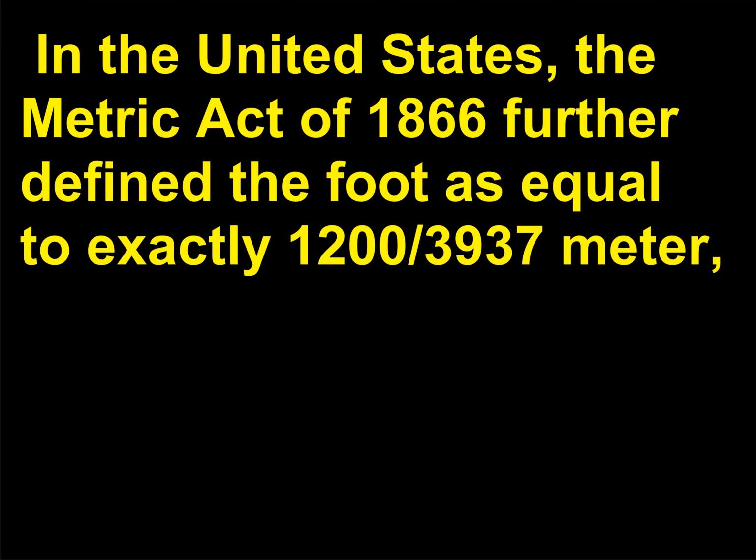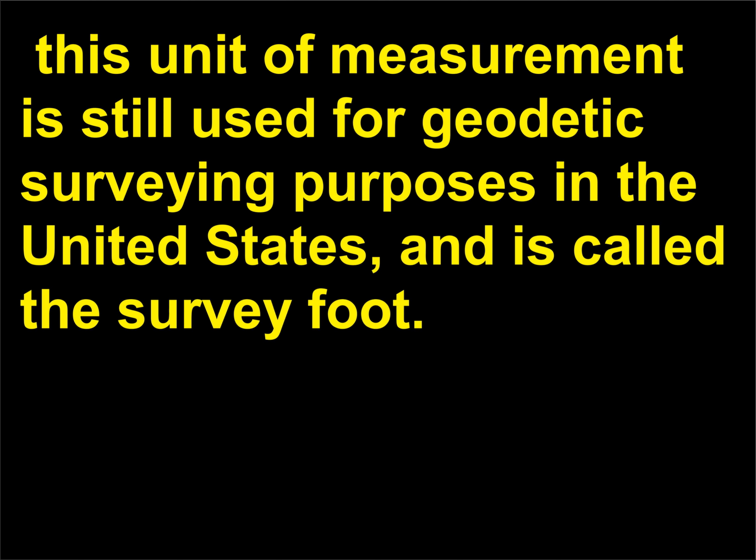In the United States, the Metric Act of 1866 further defined the foot as equal to exactly 1200/3937 meter, or about 30.48006096 centimeters. This unit of measurement is still used for geodetic surveying purposes in the United States, and is called the survey foot.